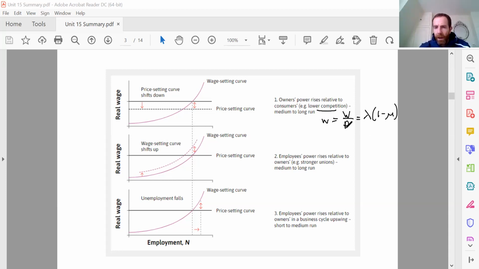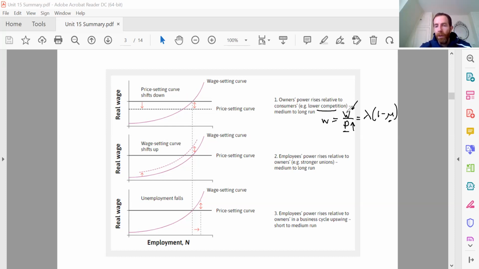So let's consider what that's going to mean here. If mu gets bigger, the markup is getting bigger, then the term 1 minus mu is getting smaller, which means the real wage must be getting smaller. We're assuming that the nominal wage is not changing here. So how is the real wage getting smaller if the nominal wage is constant? It must be that the general price level is going up, which means that firms must be increasing their prices. And what do we see that means over here in our labor market diagram?